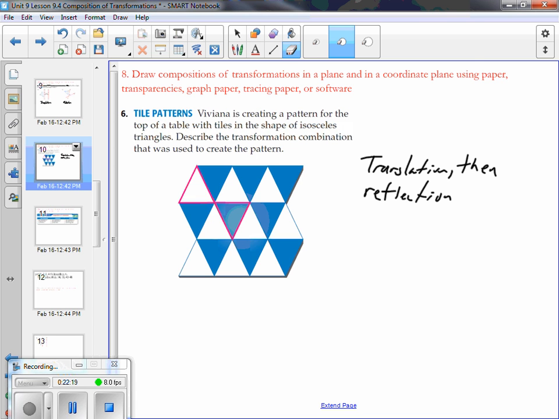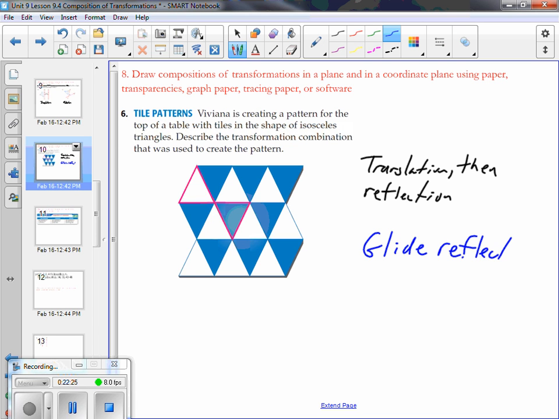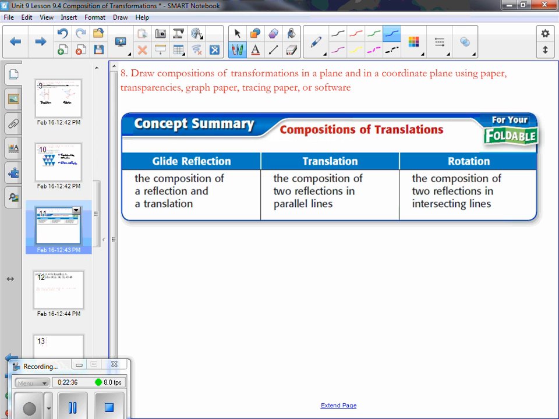You can put glide reflection, and you don't have to, our book considers that to be one thing. So yeah, you can do that, and we're good. On page 640, glide reflections, the composition of a reflection and a translation. Translation is the same as the composition of 2 reflections in parallel lines. A rotation is the same as the composition of 2 reflections in intersecting lines. Any questions?